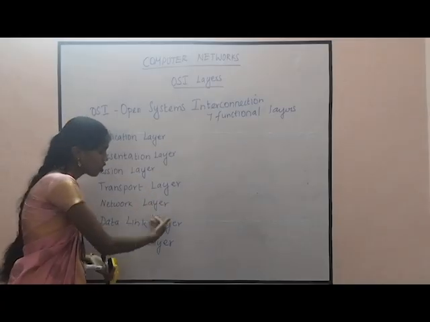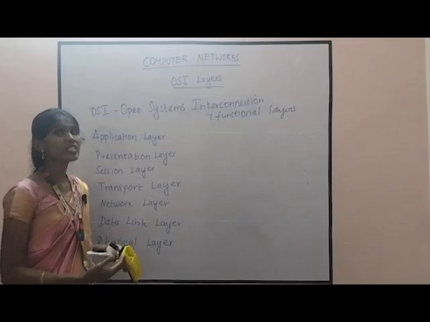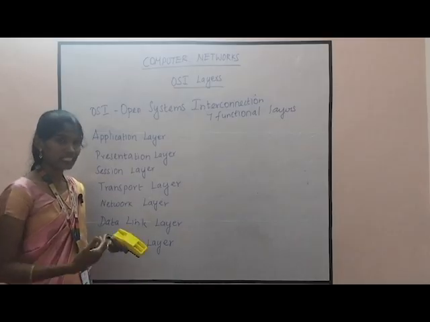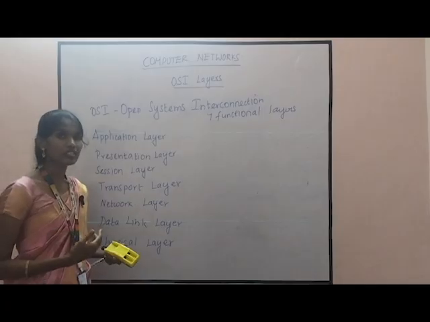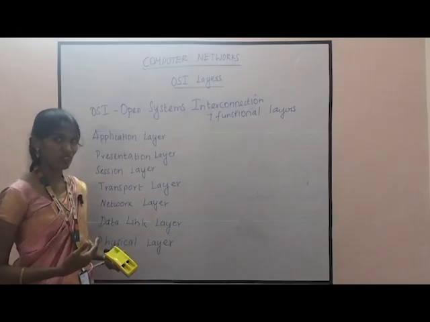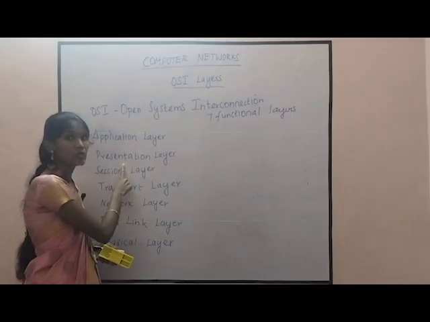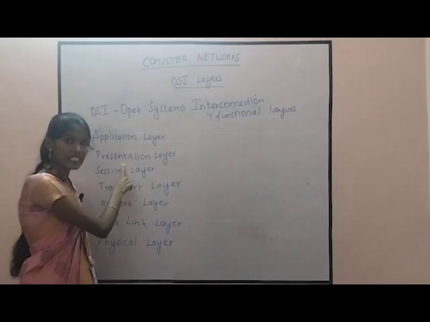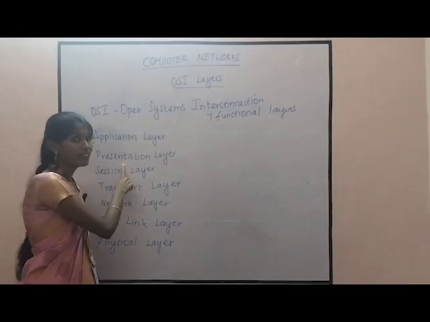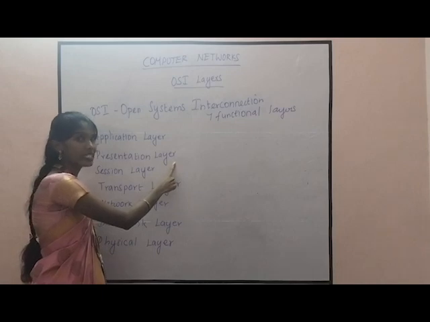So our responsibility is to change the format so that it is easy to transmit. We all know the data is transmitted as zeros and ones, right? So this presentation layer is responsible for changing the format so that it is readable or understandable by the upcoming devices. This is the responsibility of the presentation layer.